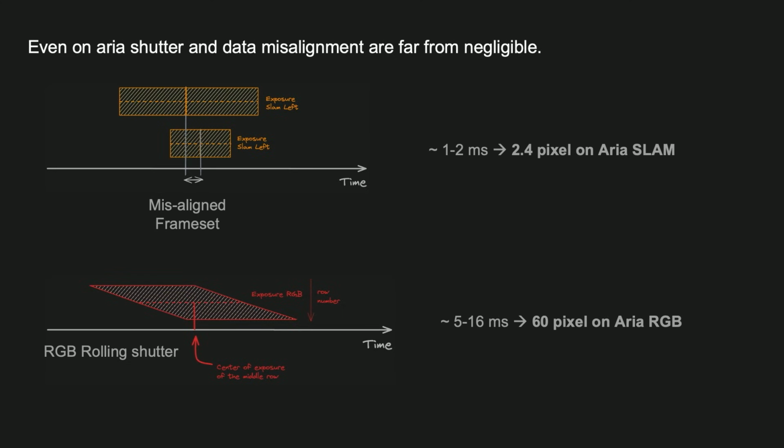For instance, for frame set composition, Aria has 3 cameras, 2 SLAM and 1 RGB, and we try to trigger them at the same time. But in practice, the center of exposure of each camera is not exactly at the same time. It could be 1 or 2 milliseconds off. We don't hide that. When we record data with Aria, we give you the raw timestamp, we give you the correct timestamp. But if you don't compensate for this 1 or 2 milliseconds, on the SLAM images you have 2.4 pixels of error.